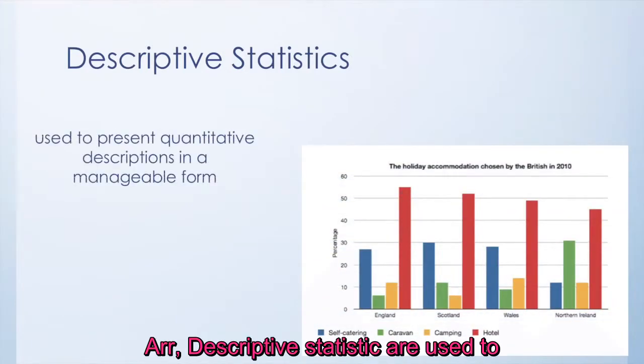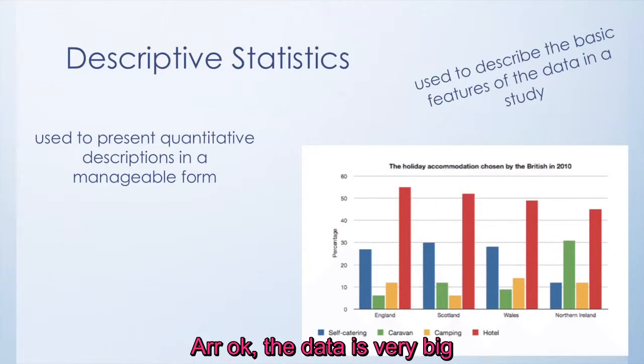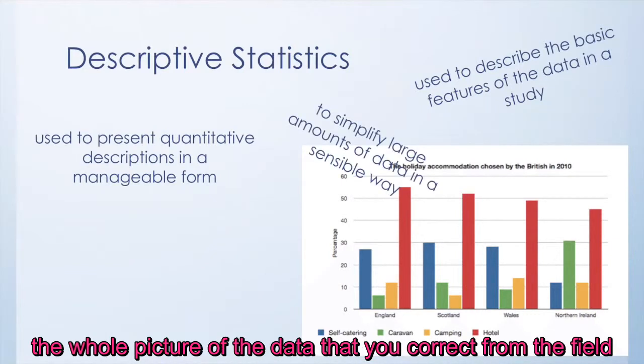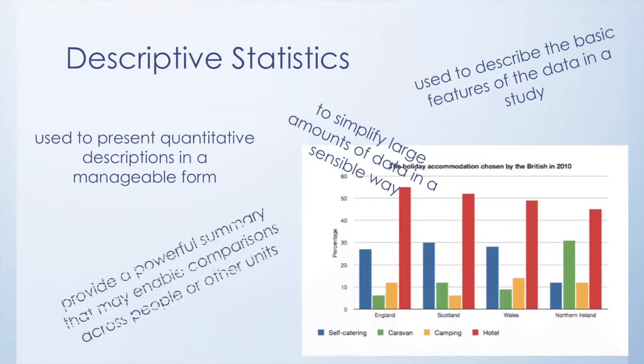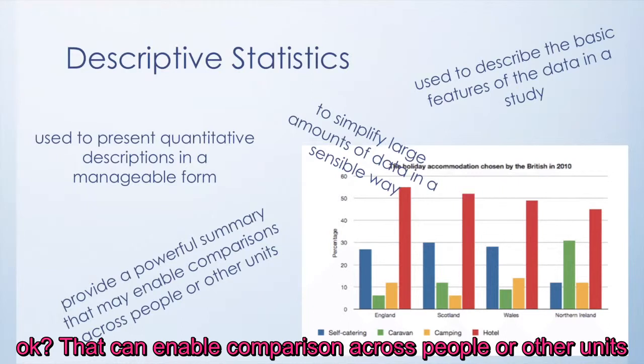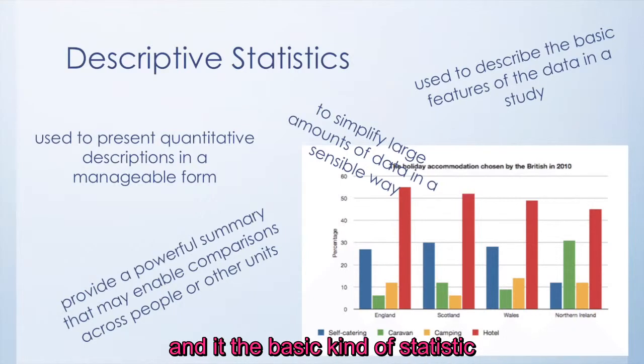Descriptive statistics are used to present a quantitative description in a manageable form. The data is very big, but you use them to show the whole picture of the data you collect from the field. And then, it provides a powerful summary that enables comparisons across people or other units. Descriptive statistics are very important and the basic kind of statistics.